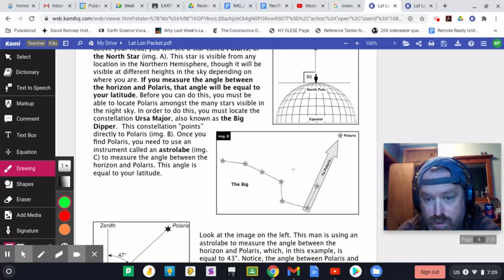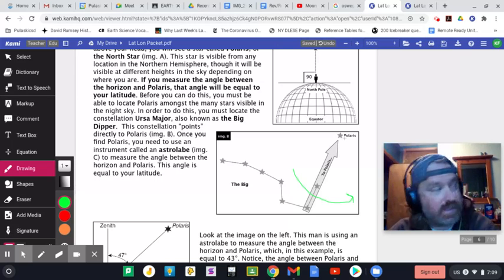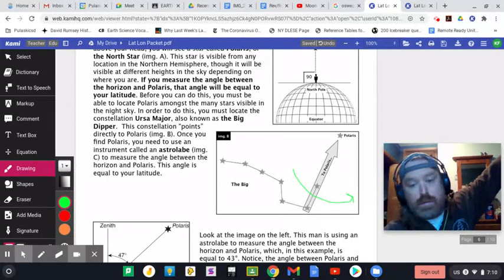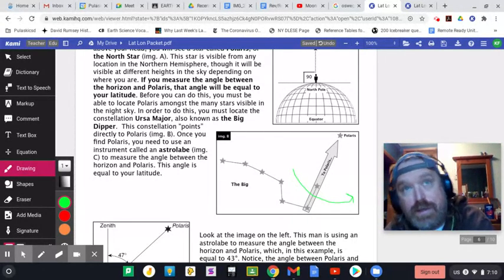Now the Big Dipper will, because the Earth is spinning, rotate around Polaris throughout the course of the evening. So you've got to find it and then point at those two. Polaris is always going to be right at the exact spot. I can point to it right now through my ceiling during the day.